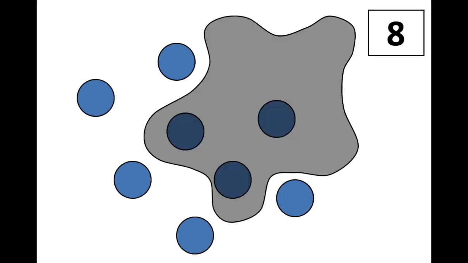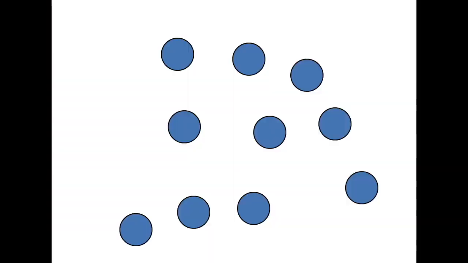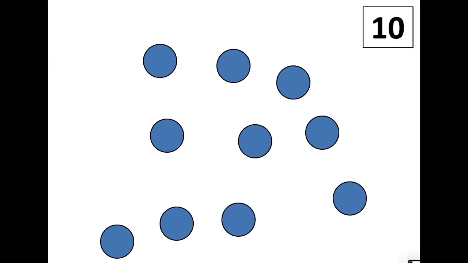To check your work, there are 3 dots under the splat. 8 take away 3 equals 5 left over. Next one, how many dots in all? Press pause while you count them. That's right, there are 10 dots in all.